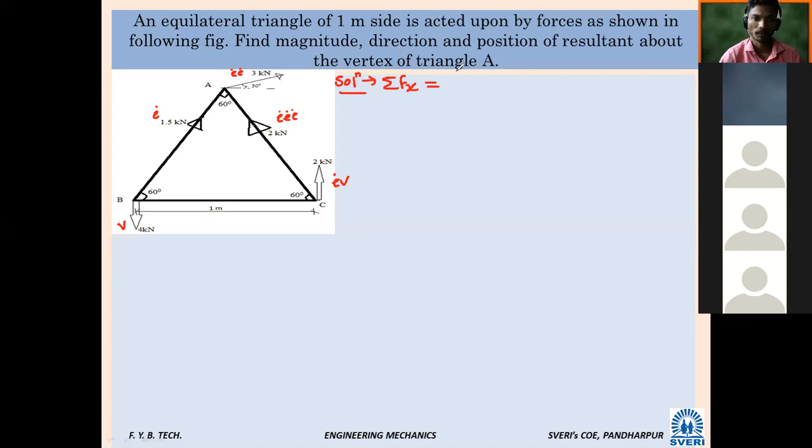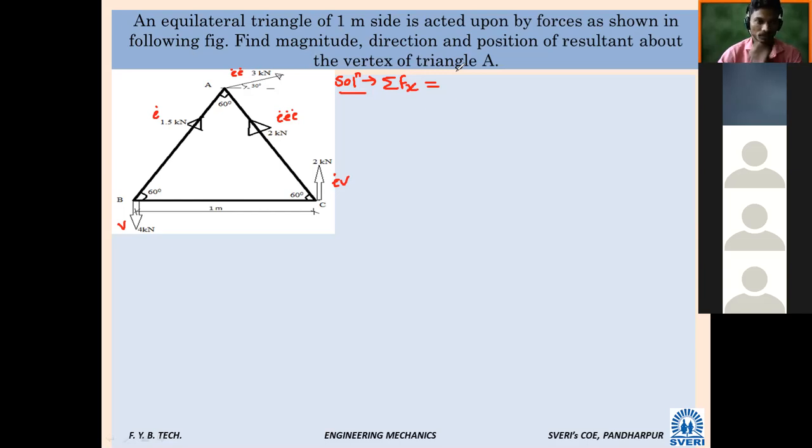Now intentionally I am using the word X component because we are calculating only summation Fx. Keep in mind when we are calculating the moment at a particular point, we have to think whether the force is horizontal or vertical or inclined. If inclined, the effect due to both the components we have to consider. Okay, so summation Fx is equal to first force.